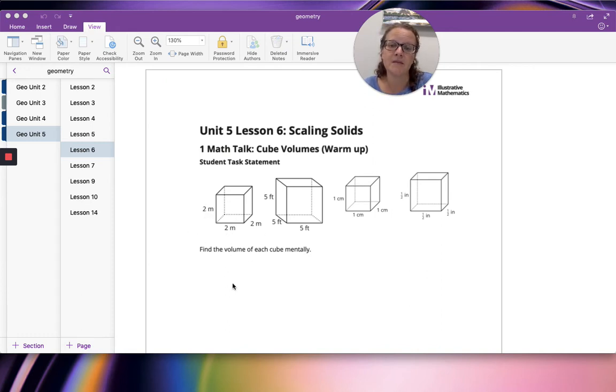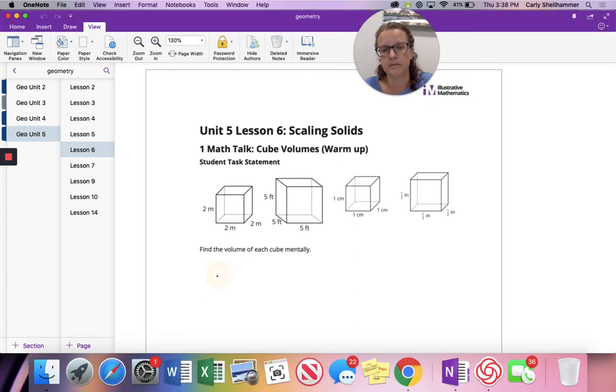Length times width times height. Length times width times height. That's a cubed. Length times width times height. Length times width times height.